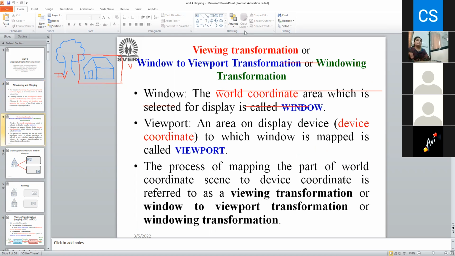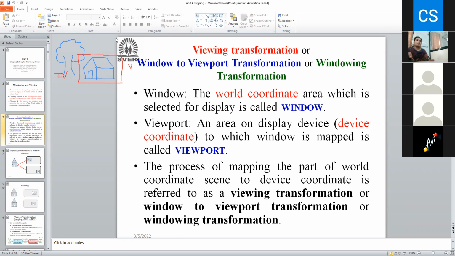So what is viewing transformation, or it is also called window to viewport transformation, or windowing transformation? So one and the same thing: viewing or windowing or window to viewport transformation. Here the window is nothing but the world coordinate area, which is selected for display. Viewport is nothing but the display device, that is, the device coordinates.